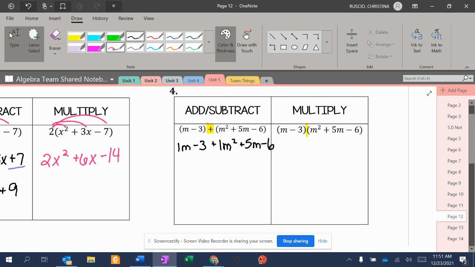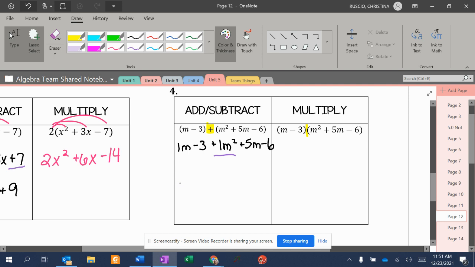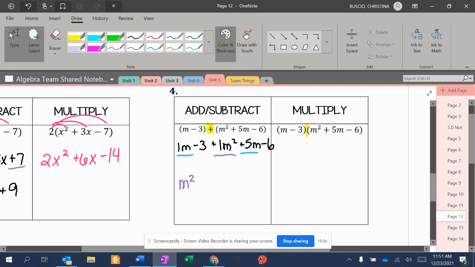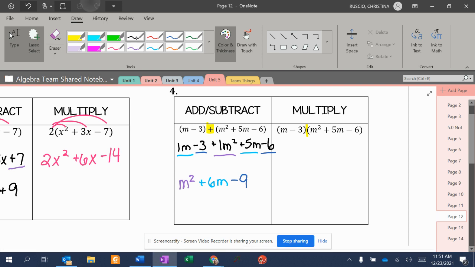So let's write our like terms and group those together. Well, the 1m squared, I'm just going to write that as m squared. He doesn't have friends, so we just bring him down for the ride. We do have some m terms. 1m plus 5m is 6m. And then minus 3 and a negative 6. So negative 3 minus 6, you could type that in your calculators if you need. It's like owing $3, owing $6. It's like owing $9.